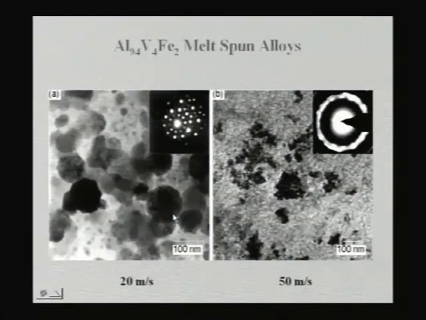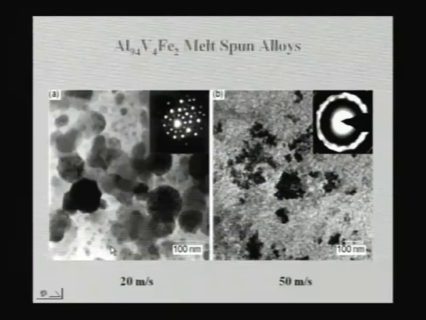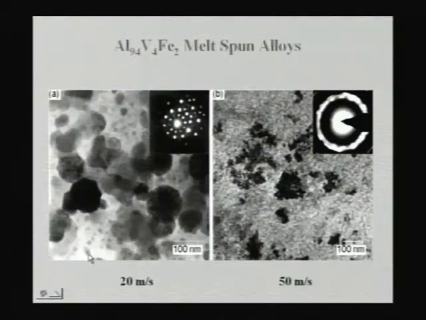And look at the TEM images. You can see when you have low cooling rates, you have spherical particles of quasicrystal in an aluminum matrix. You have an aluminum matrix with very fine particles ranging from about 5 nanometers up to almost 70-80 nanometers. And these are all quasicrystalline. You can see from the diffraction patterns very easily.